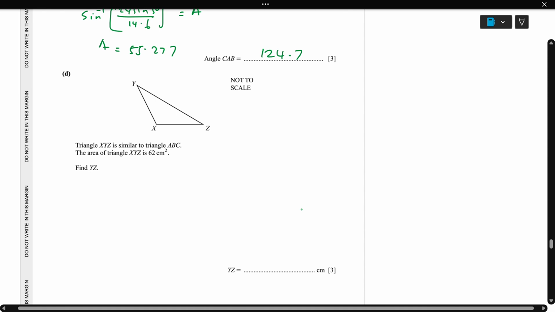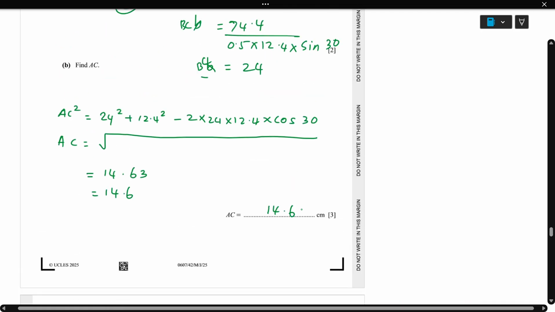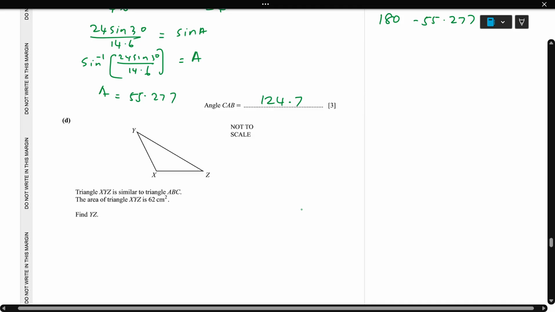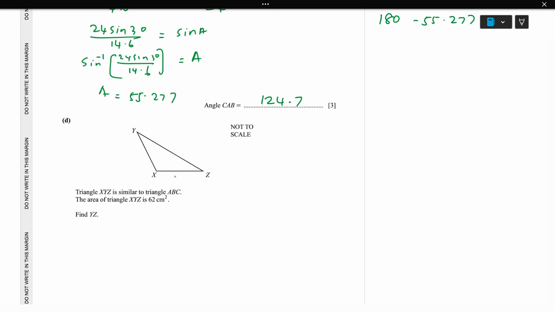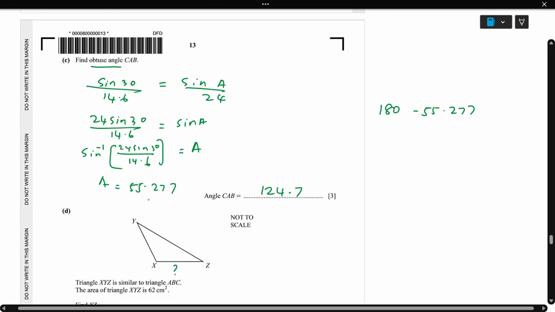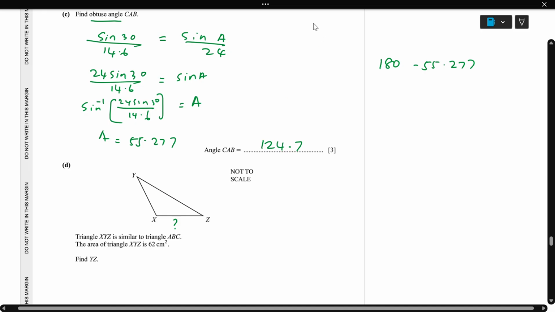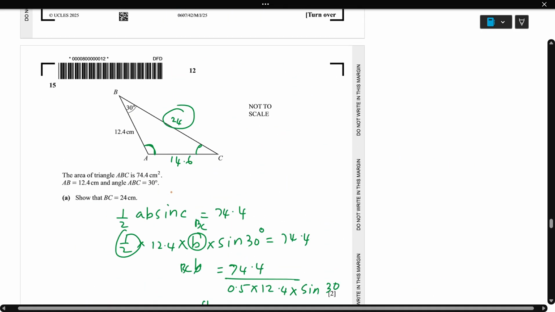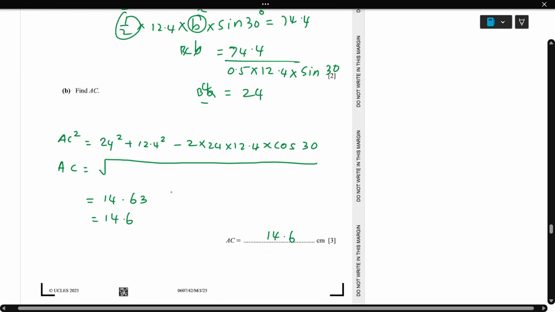Next, question D, the triangle XYZ is similar to triangle ABC. The triangle ABC is here, and the area of triangle XYZ is 62, and find YZ. So this side we need to find out. The corresponding side is going to be BC here, not XZ. BC is 24, we already got 24.